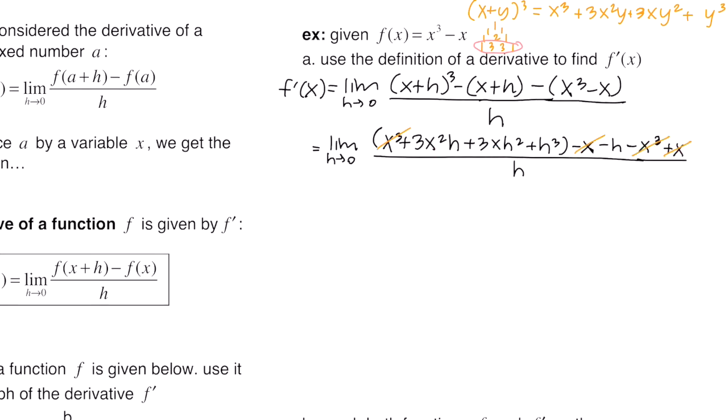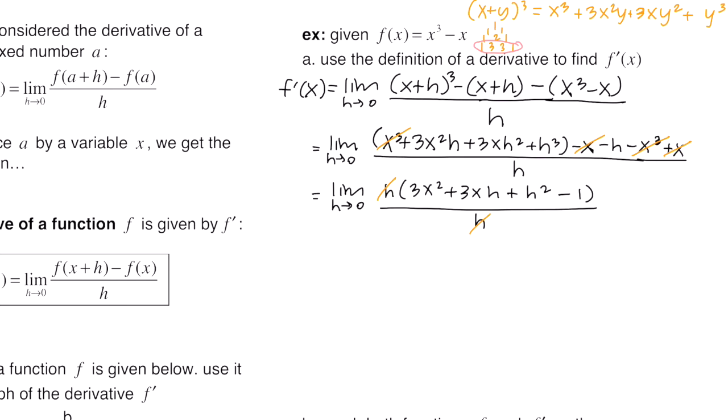Next, you can see all the terms in the numerator that are left. They each have an h in them, so we're going to factor h out, and now we can cancel these h's. And last step, we have a polynomial, so we're going to use the direct substitution property, and we're going to plug 0 in for h. So our final answer is 3x squared minus 1.